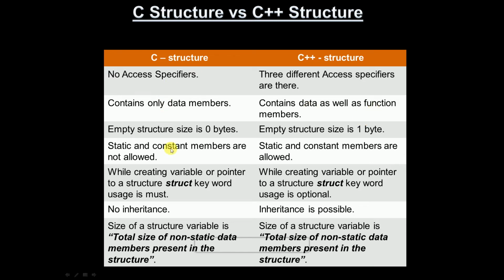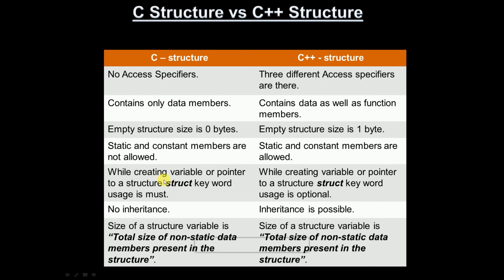An empty structure size is 0 bytes in C structure, and an empty structure size is 1 byte in C++ structure. In C structure, static and constant members are not allowed. This is a very, very important point to be remembered. Static and constant members are not allowed in C structure, whereas you can have static and constant members in C++ structure. That is like this, static int data or const int data. So these things are not allowed in C structure, whereas you can have them in C++ structure.